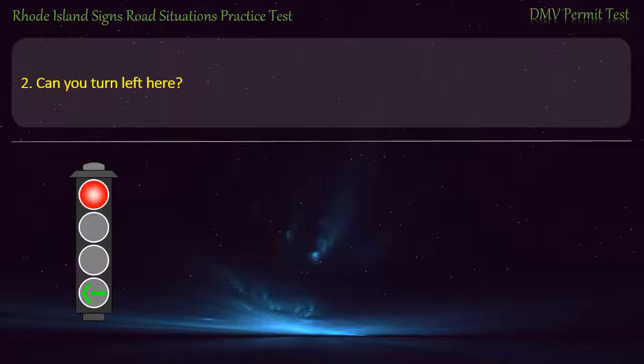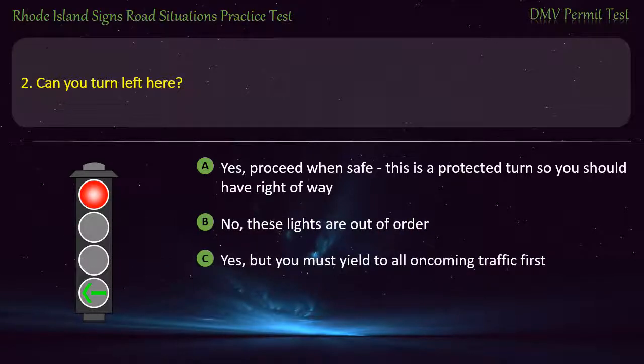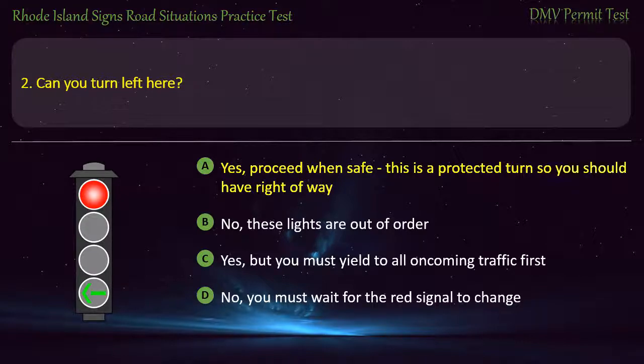Question 2. Can you turn left here? Yes, proceed when safe. This is a protected turn, so you should have right of way. No, these lights are out of order. Yes, but you must yield to all oncoming traffic first. No, you must wait for the red signal to change. Answer. Yes, proceed when safe. This is a protected turn, so you should have right of way.